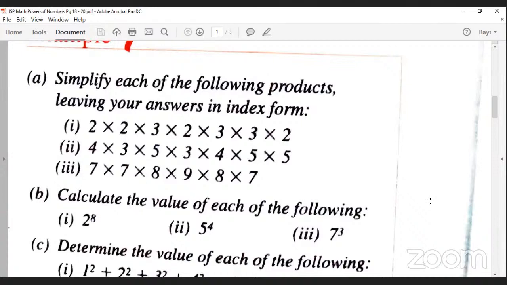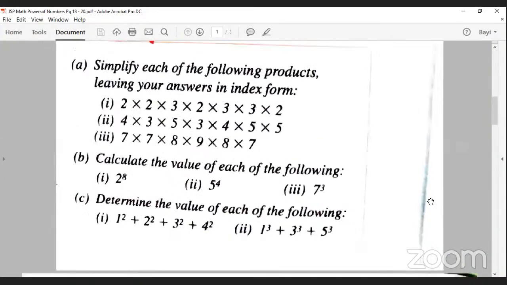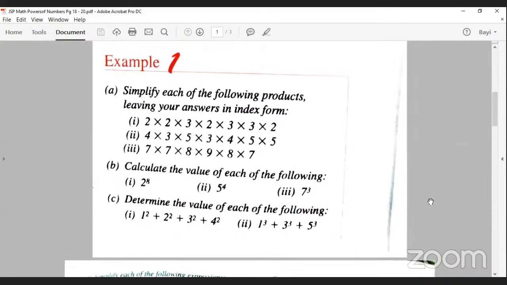And triple I, 7 times 7 times 8 times 9 times 8 times 7, right? And part B, remember part B, calculate the value of each of the following. I, 2 to the 8, double I, 5 to the 4, and triple I, 7 to the 3.